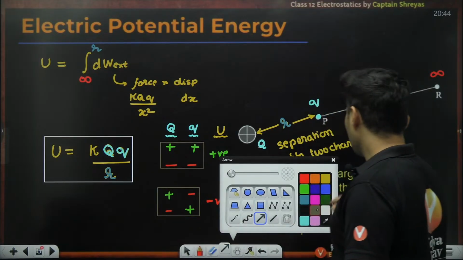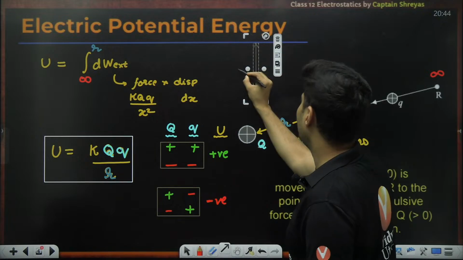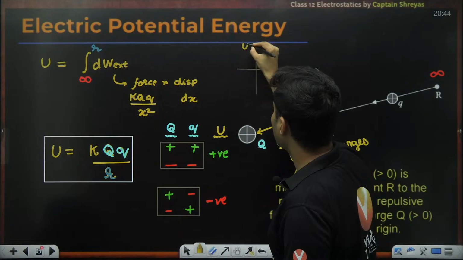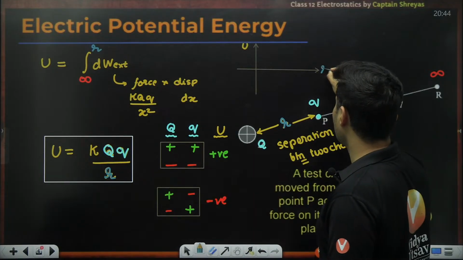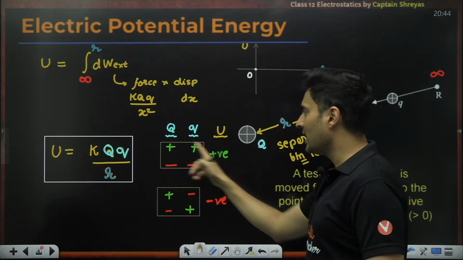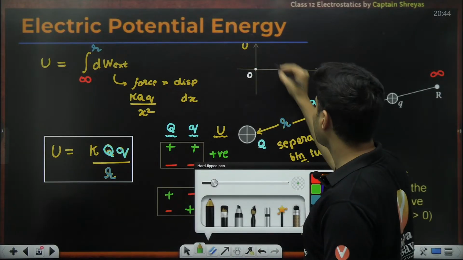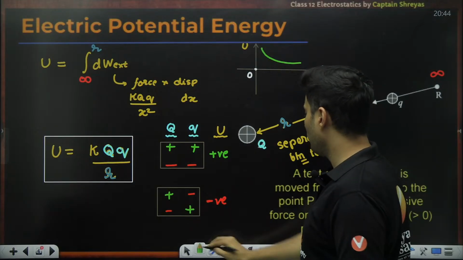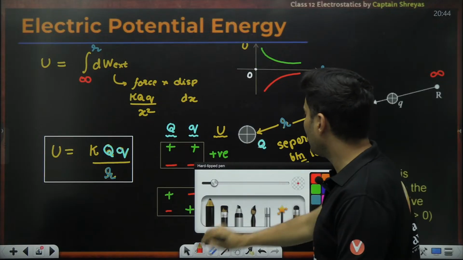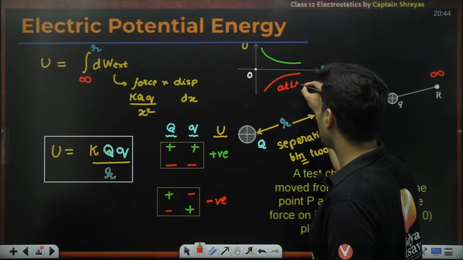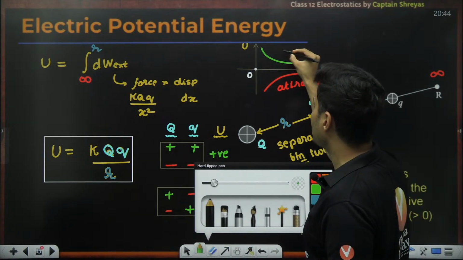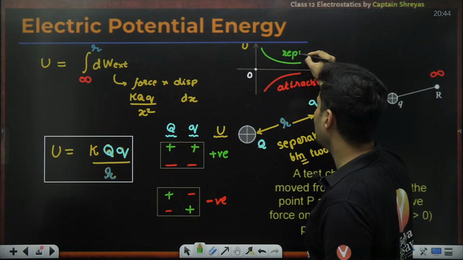This also can be shown graphically like this, where you have potential energy on the y-axis and the separation between them on the x-axis. This is your 0, of course. If both the charges are of the same sign, then the potential energy is going to be positive. Whereas if both the charges are of opposite sign, it will always be negative. When it is negative, that means the forces are attractive in nature. And when both are positive, they will repel each other, so the forces are repulsive in nature.